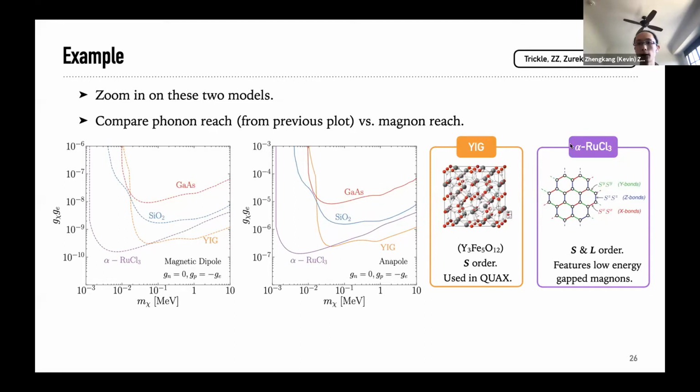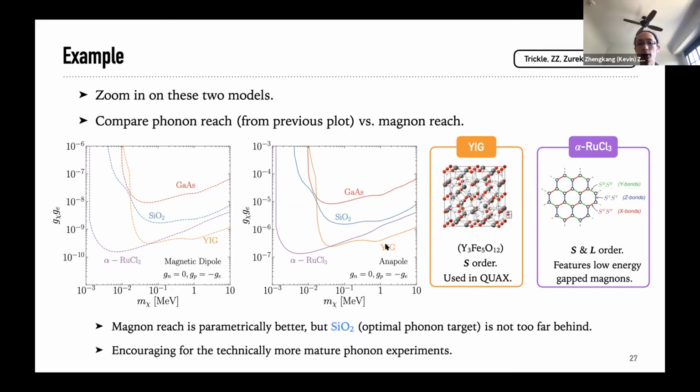And the other target, alpha ruthenium trichloride, is a more speculative one, but it has several nice features, including having both S and L order, so it can probe multiple responses. Also the gap magnons are at very low energy, so that explains why the reach curves extend to much lower masses.